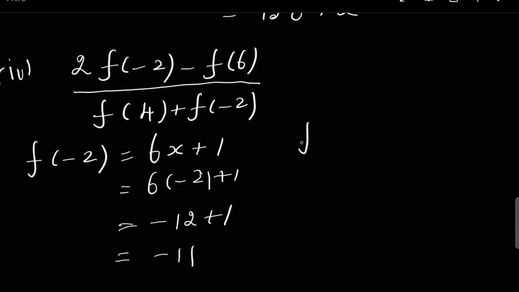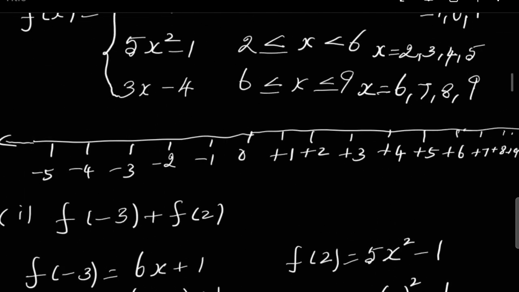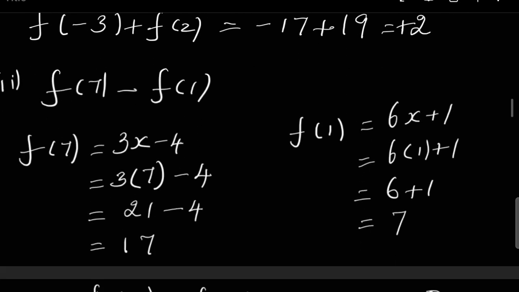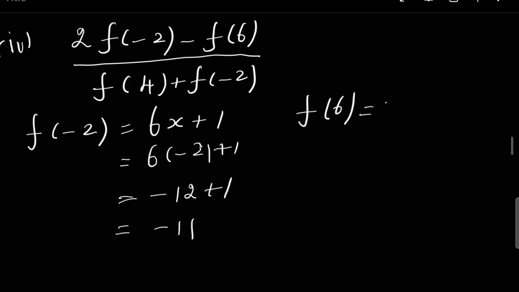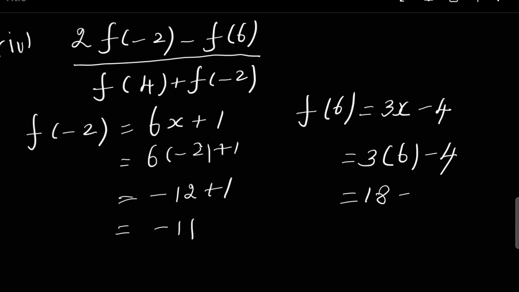Next is f of 6. Where this x takes the value 6 in the third function, 3x minus 4. 3 into 6, minus 4. 3 6s are 18, minus 4 is equal to 14.